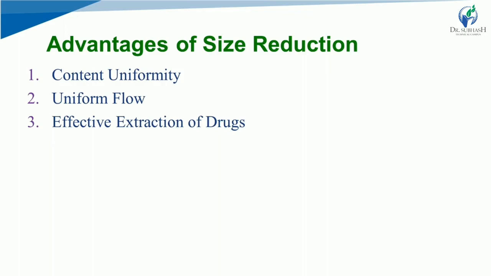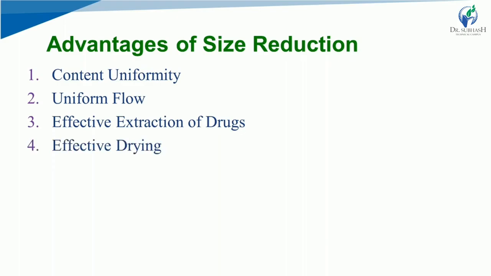For example, pancreas is subjected to grinding action for extraction of insulin. Normally, fine powders are preferred for compound powders, while moderately coarse powders are used for preparation of tincture. Coarse powder without fines is employed in the percolation process. So this way, effective extraction of drug happens when you perform size reduction.